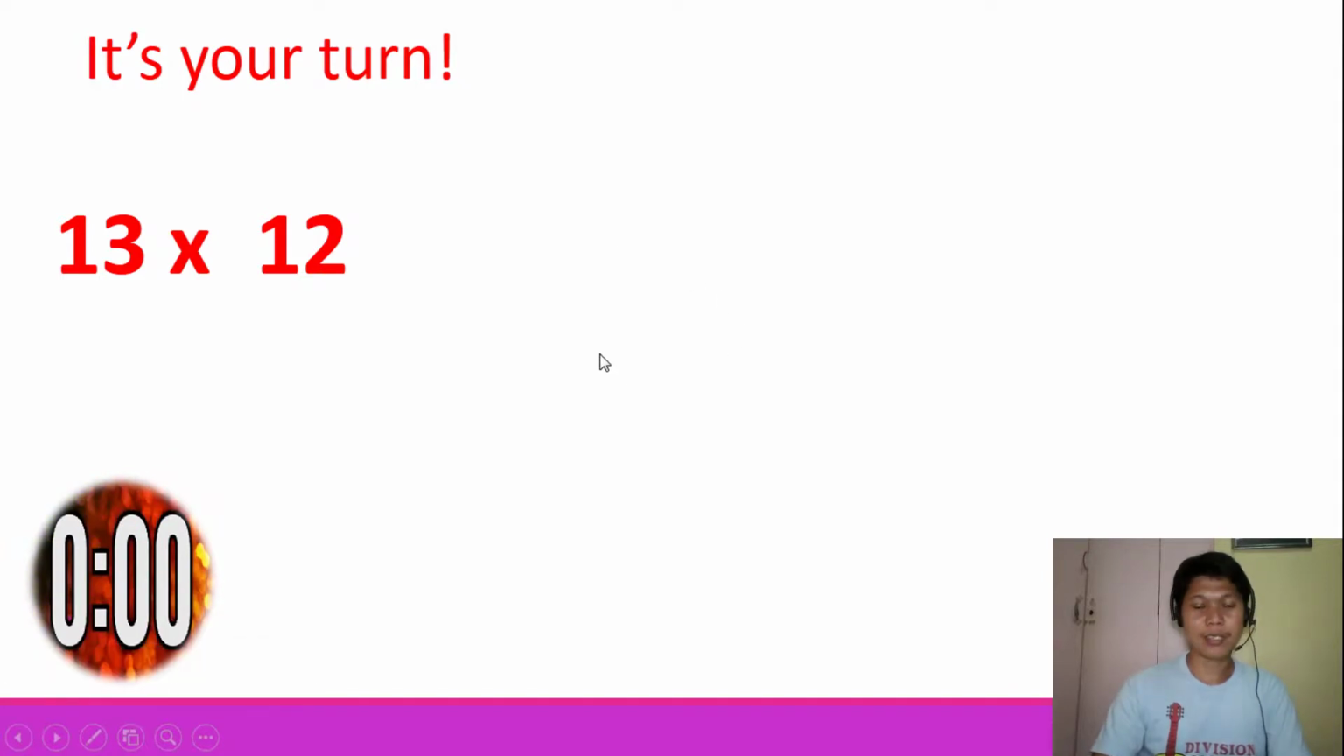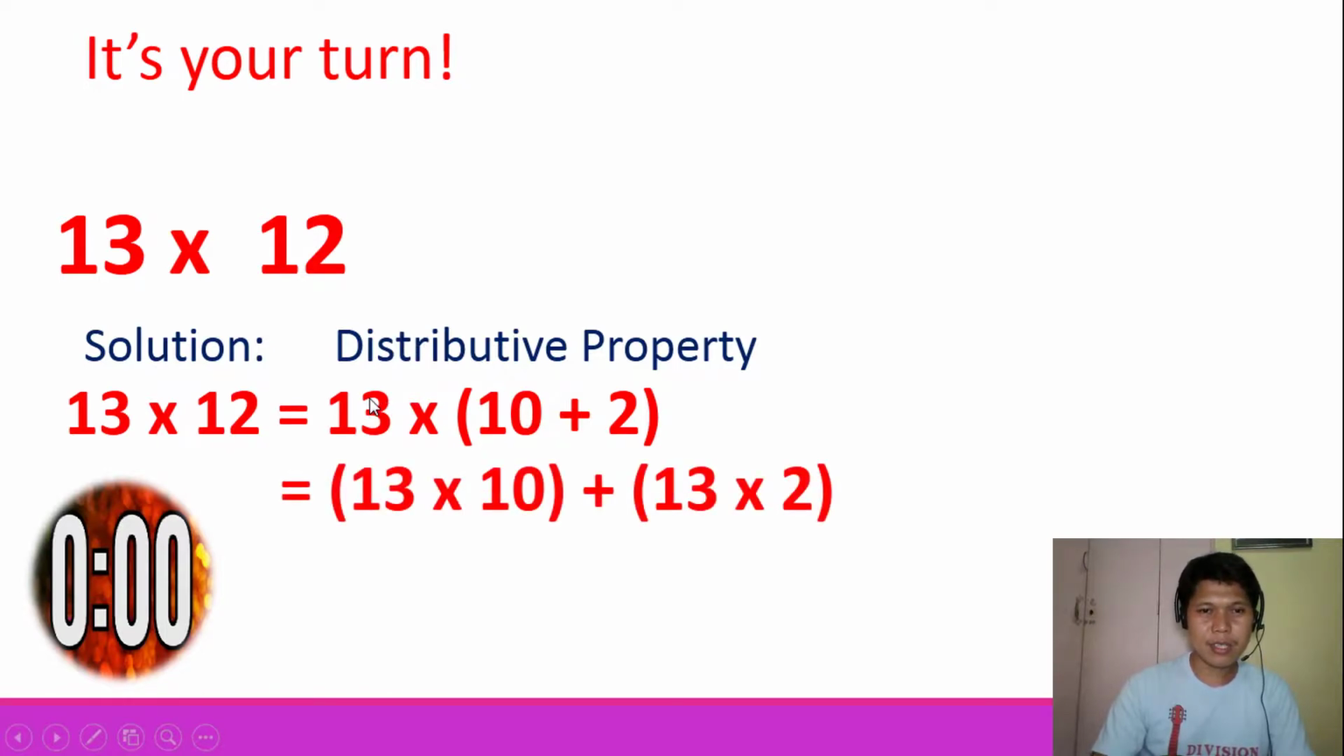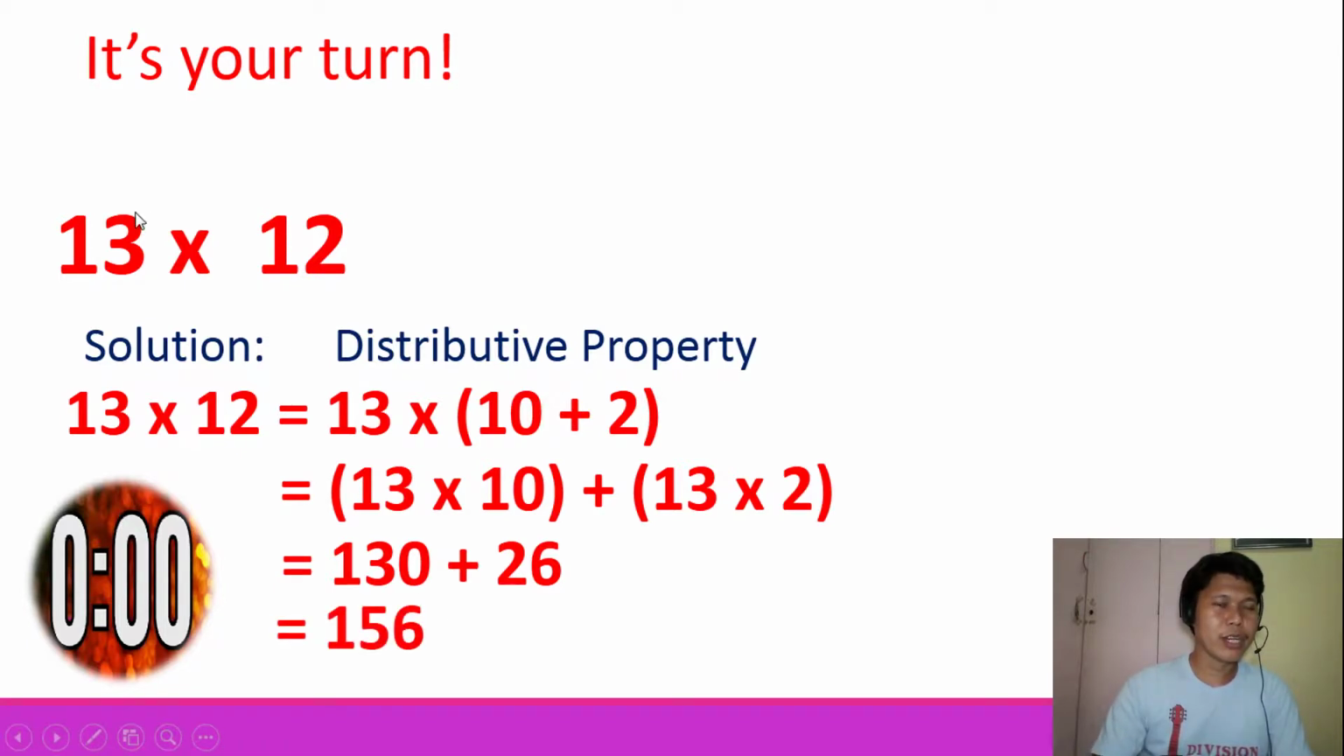Okay, so we'll try to check. We have 13 times 12, so we are going to extract this 12 as 10 plus 2, and then distribute 13 times 10 plus 13 times 2. So 13 times 10 is 130, and 13 times 2 is 26. 130 plus 26 is equal to 156. Or you can do this one.